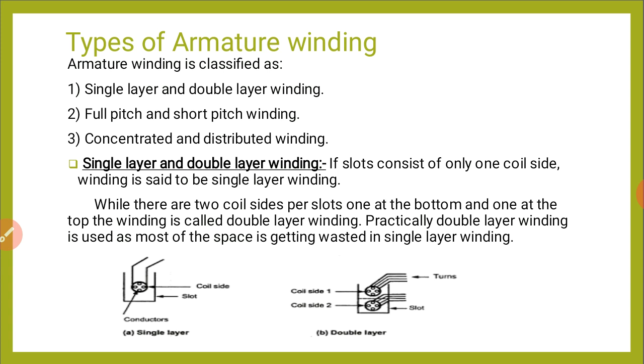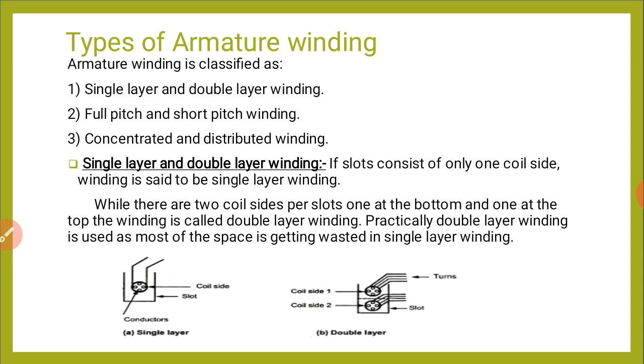Okay. So, see in the figure at the bottom, if a slot consists of only one coil side. Now, in figure A, a slot is shown. So in the slot there is only a single coil side. So if a slot consists of only one coil side, the winding is said to be single layer winding. While in figure B, there are two coil sides present in a single slot.